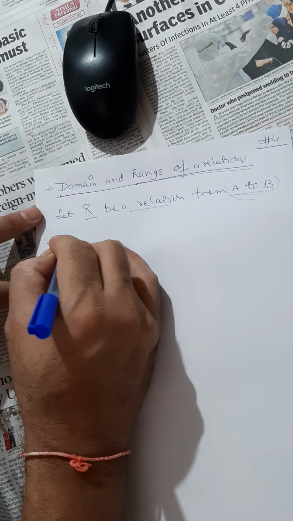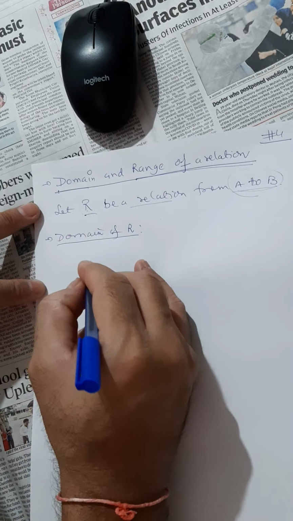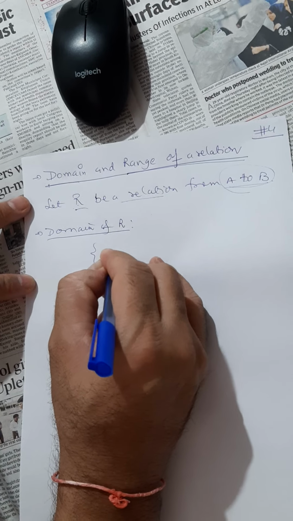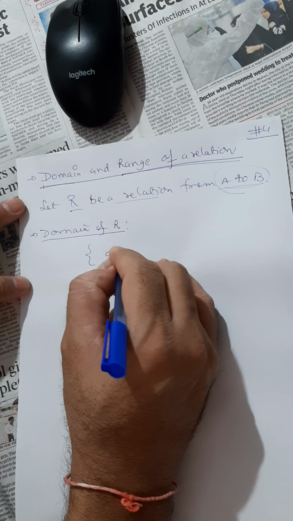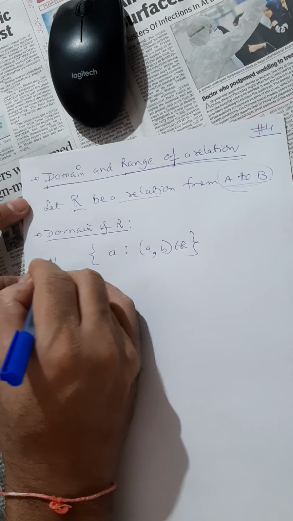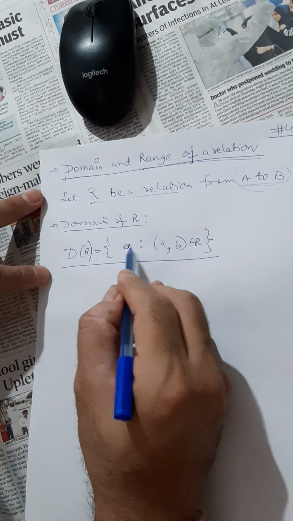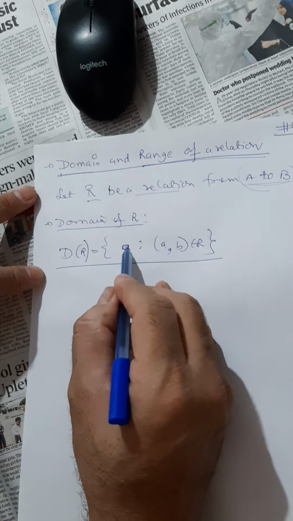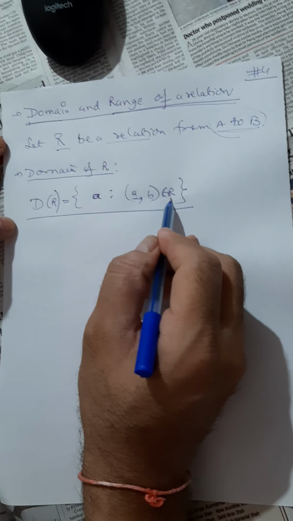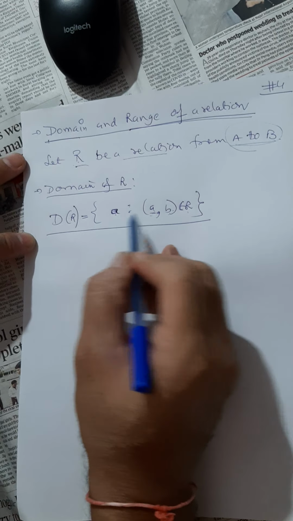First we define the domain of R. It's very simple. It's the set of all elements which are at the first place, so the set of all a such that (a, b) belongs to R. This is called the domain of the relation R. You collect all members which are at the first place in each ordered pair of the relation set R. Suppose if you have (1, 2), put 1 here. If you have (3, 4), put 3 here.